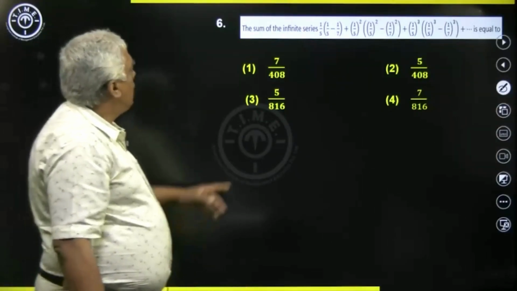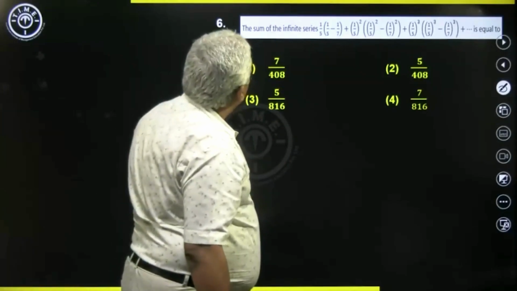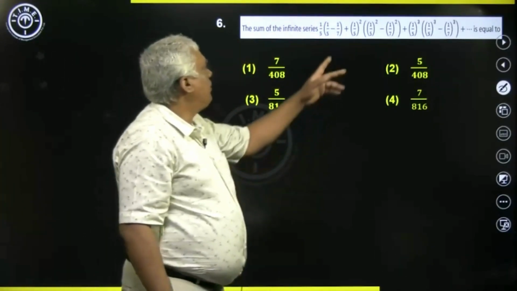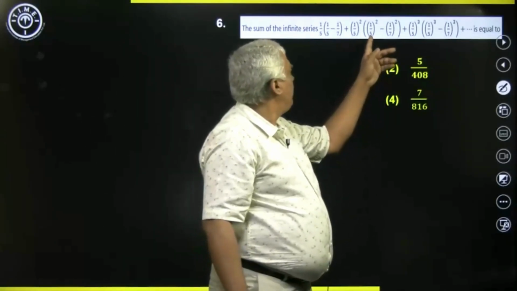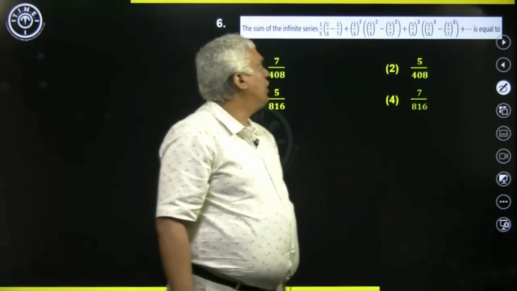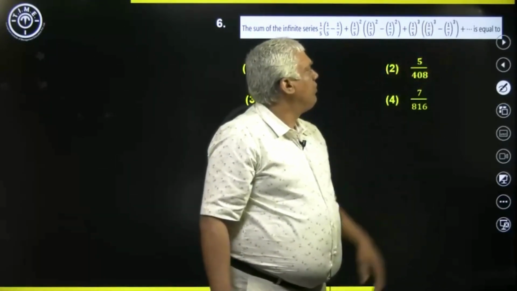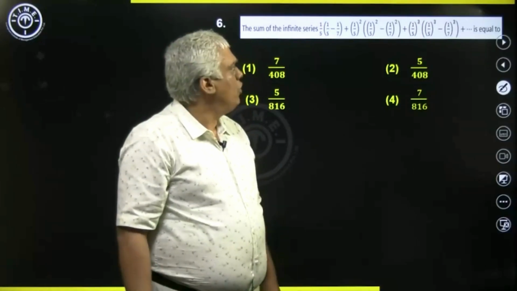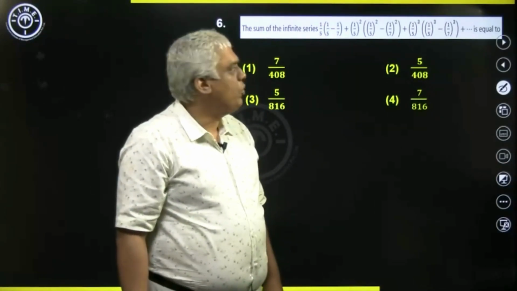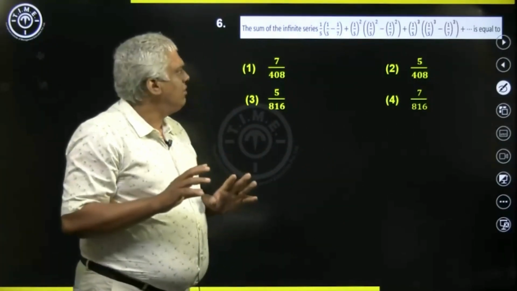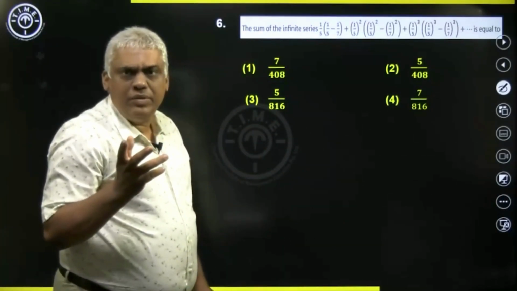Now, this series: 1 by 5, 1 by 5 minus 1 by 7, plus 1 by 5 whole square into 1 by 5 square minus 1 by 7 square. This will be 1 by 5 cube into 1 by 5 whole cube minus 1 by 7 whole cube, dot dot dot till infinity. See, the question seems to be an infinite GP series, right?